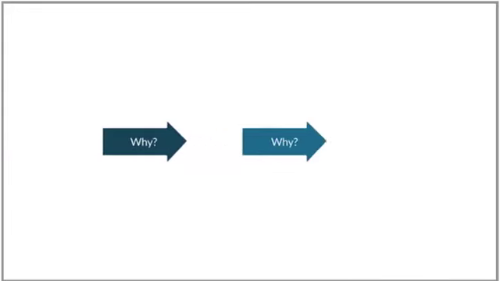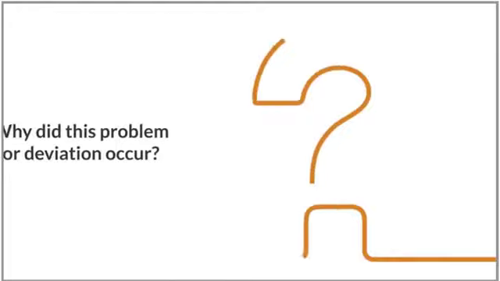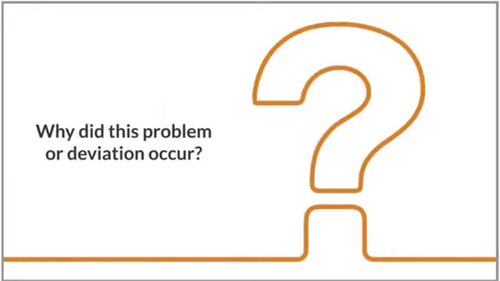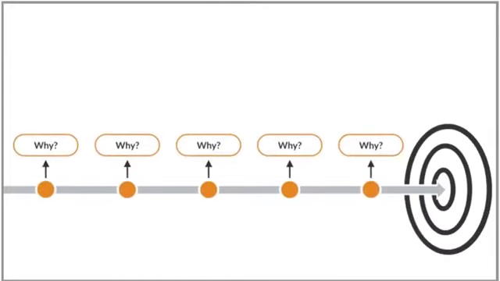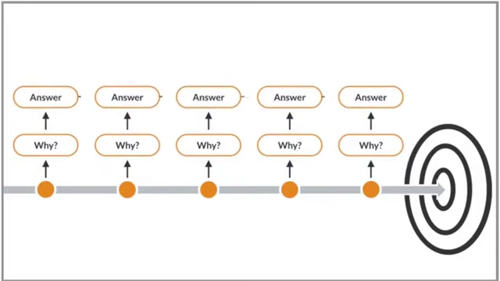The 5 WHYS will typically start with the question, why did this problem or deviation occur? When you have the answer to this first why question, you ask a follow-on question that also begins with why, but uses the information provided in the previous answer. This is repeated until you understand the problem.